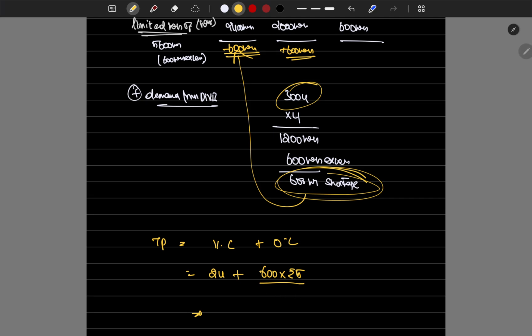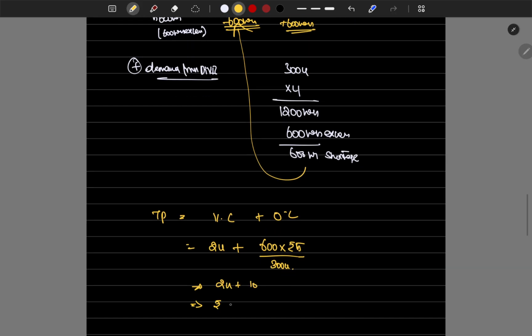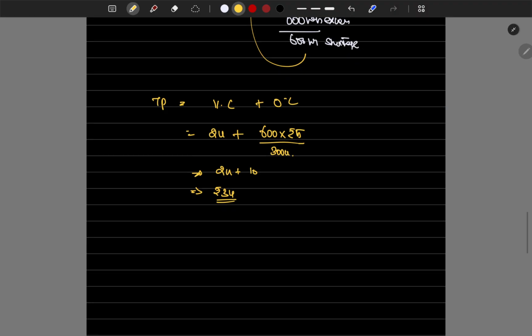Sorry, you have to consider the total units, otherwise it will be the same only. So 600 into 5 divided by 300, which is 10. Total transfer pricing for the 300 units, if the hours are 5600, will come to 34. That's it. Thank you.